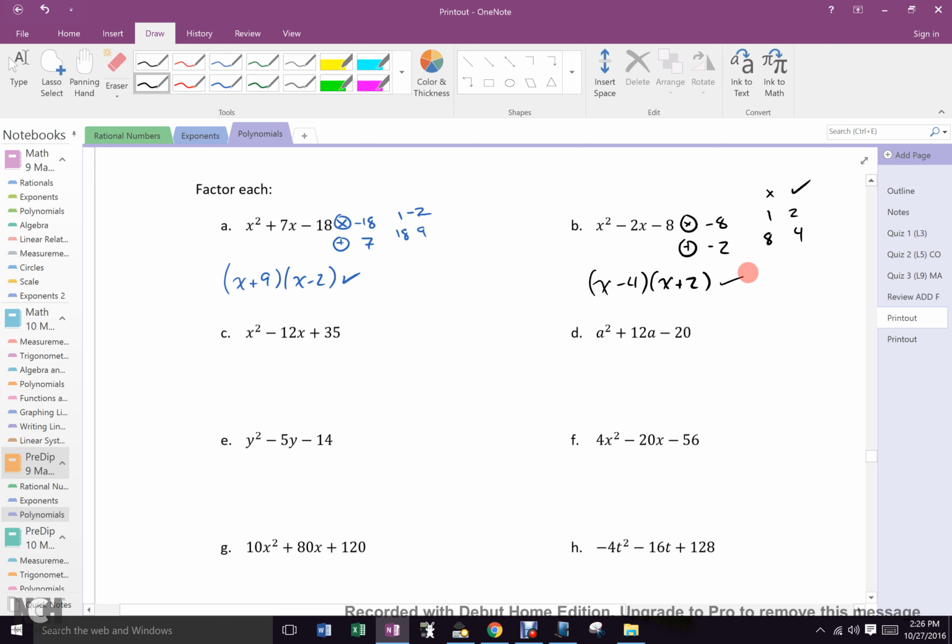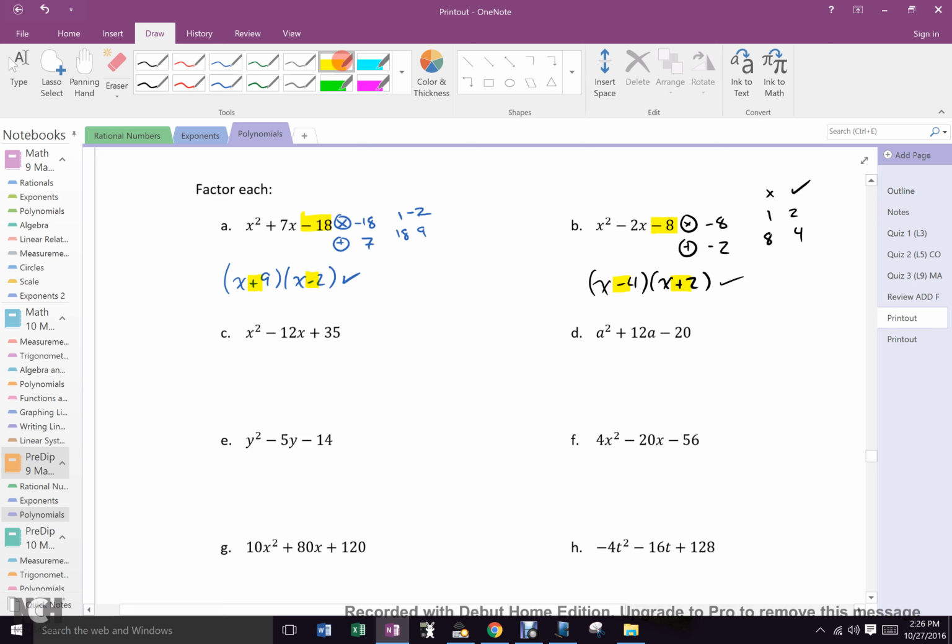Now, you guys should be noticing something. What do you notice here and here? They're both negative. What do you notice here and here? They're different. When that guy's negative, these guys have to be different signs. Why? Because a negative times a positive will get me that final negative, yes?